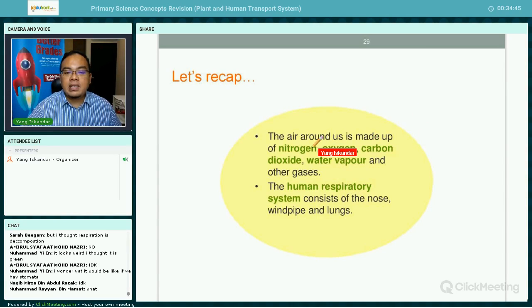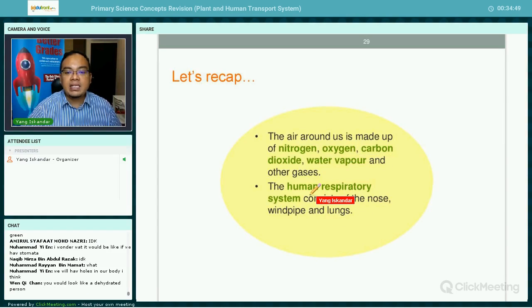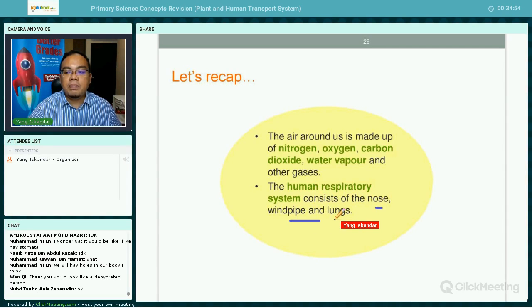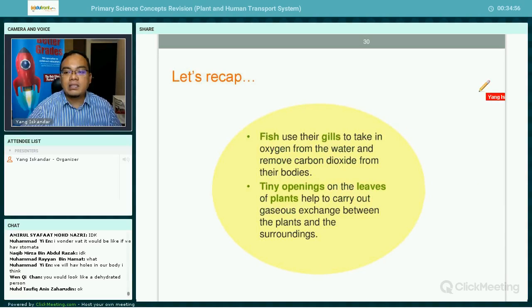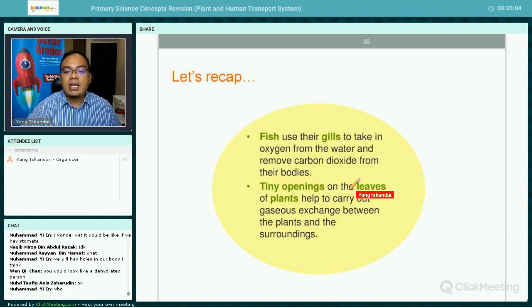Now let's recap. The air around us is made up of nitrogen, oxygen, carbon dioxide, water vapor, and other gases. The human respiratory system consists of the nose, the windpipe, and the lungs. The fish uses gills to take in oxygen from the water and remove carbon dioxide from their bodies. The tiny openings on the leaves of the plant help carry out gas exchange between the plants and the surrounding, and also give out water vapor.